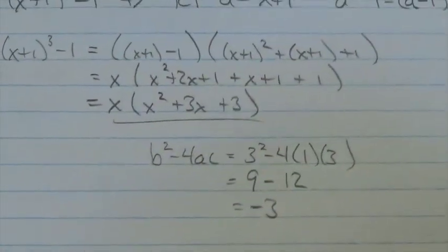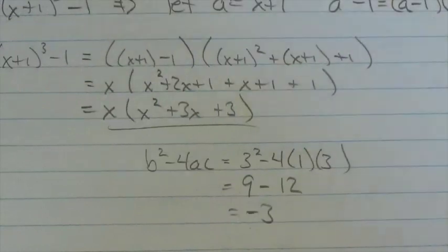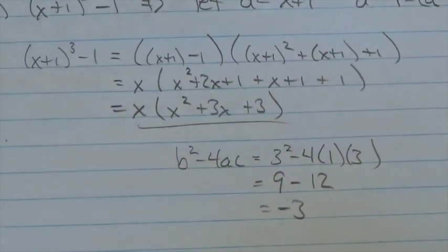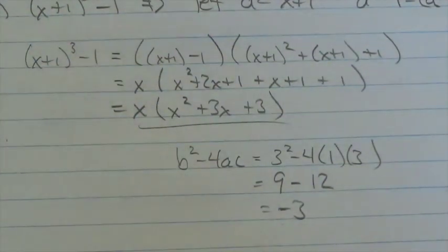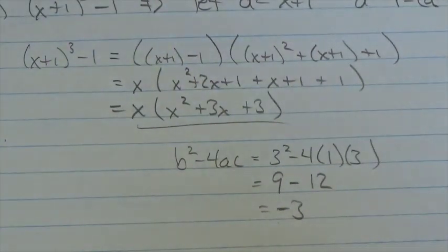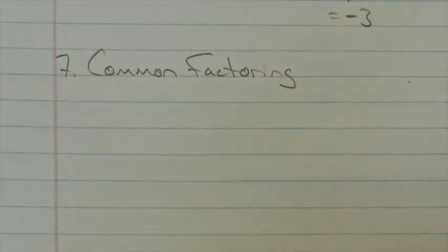Okay, so that was a little bit of an overview of a bunch of different methods of factoring that you would have seen in the past, maybe the introduction to the sum and difference of cubes. Now we're going to move on and take a look at what on the face of it is a much simpler form of factoring, but in this course can actually prove to be quite challenging. Now we're going to look at common factoring.